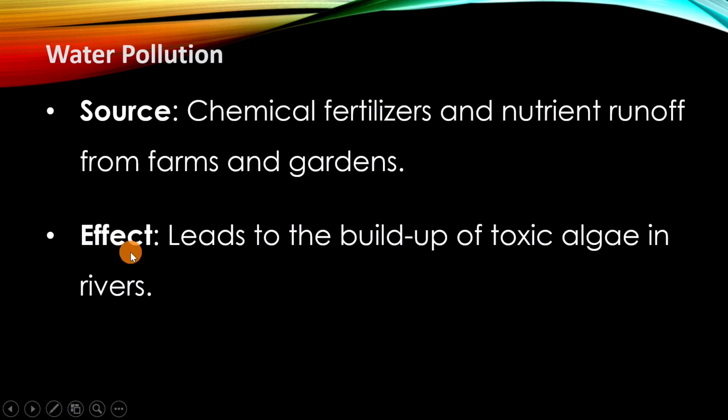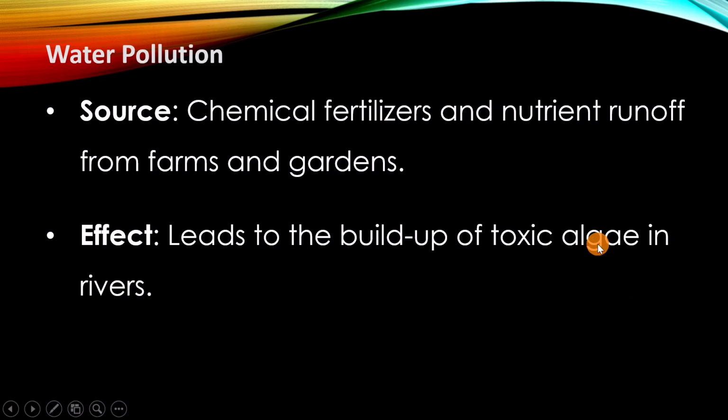Now, what are the effects? We are saying this leads to the buildup of toxic algae in rivers. So rivers will have that green substance because there will be excess nutrients in the water in the river. And those excess nutrients that are coming from fertilizer will cause a growth of some tiny green particles that look like greenish plants, known as algae.